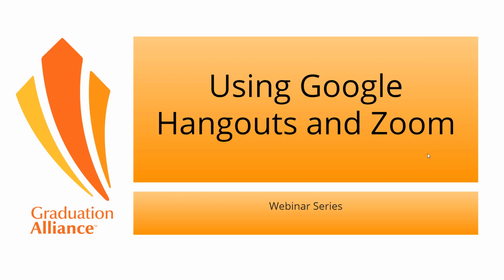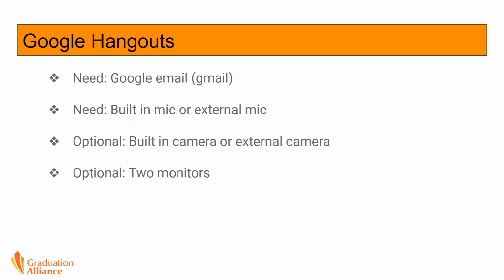If you're holding a Google Hangout or a Zoom meeting, then you will need a Google email for a Google Hangout meeting. You'll need a built-in mic or an external mic. You're probably familiar with that now that you've been to a bunch of meetings. If you want to talk, you've got to have a microphone somehow. Optional is a built-in camera or an external camera, and also optional is two monitors. Probably not feasible for everyone, but it's super helpful so that if you're running a meeting, you can be doing stuff on one screen and hosting the meeting on the other screen.